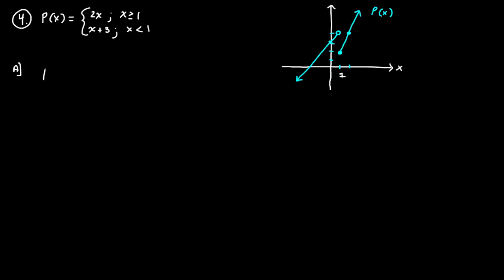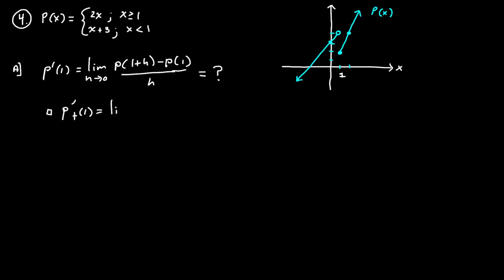So we're trying to find p prime of 1. Let's pretend we don't know that it's not continuous. This is the limit as h goes to 0 of p of 1 plus h minus p of 1 all over h. This is the same math we did before, and I'll put a question mark. Because of the piecewise nature, we need the two one-sided derivatives. So p prime from the right of 1 is the limit as h approaches 0 from the right. This should be more familiar to you, having practiced the homework problems. Let's just keep it going here. This is the limit as h goes to 0 from the right.